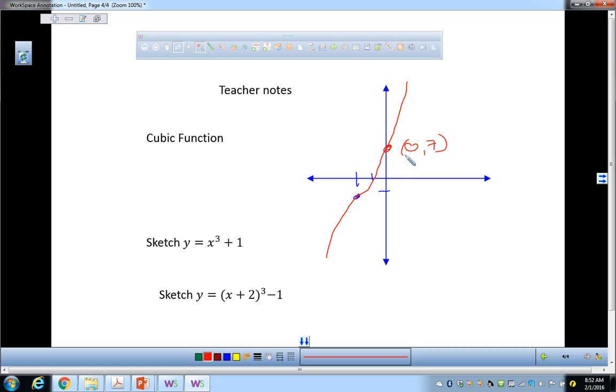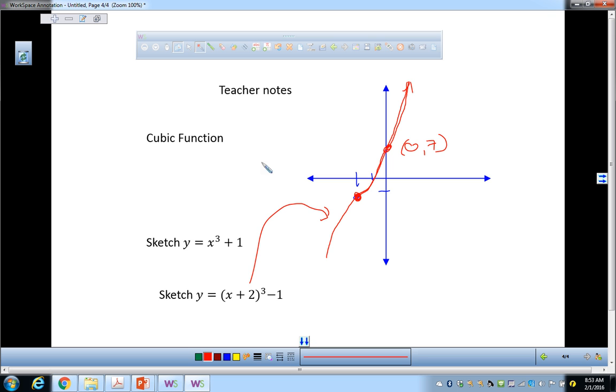That's not a very good graph of it, but the inflection point is actually right here where it changes shape. I did a bad job, but you get the idea, right? Questions? Because it shifted left 2, the inflection point is shifted left 2 and down 1.